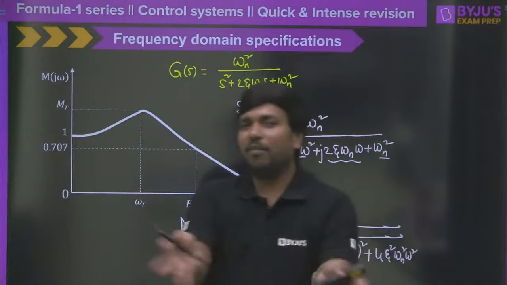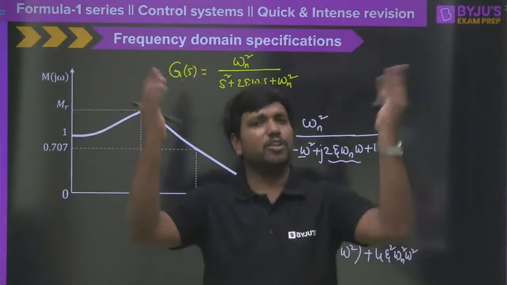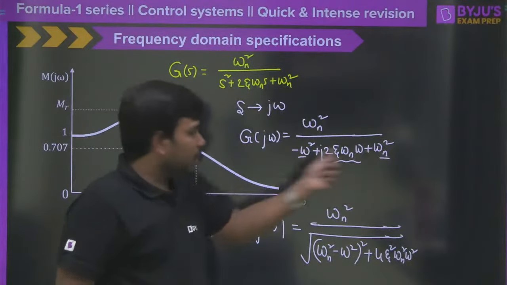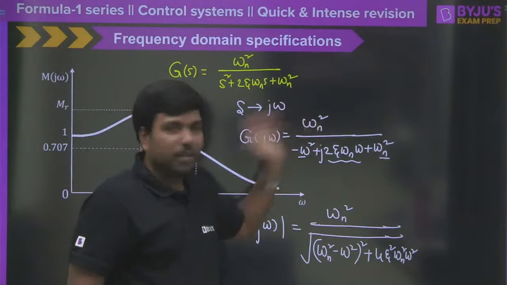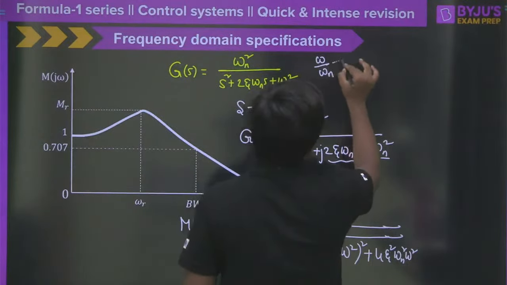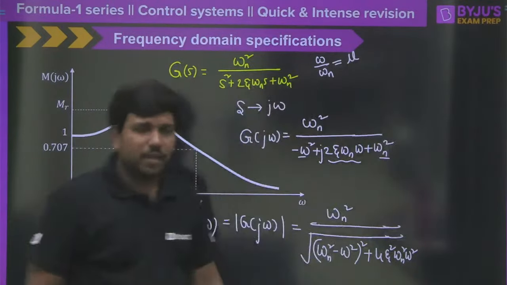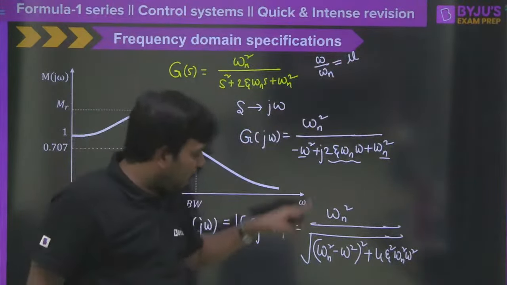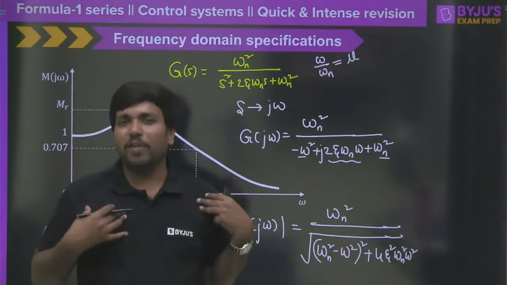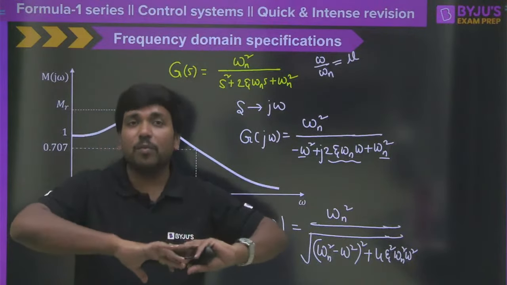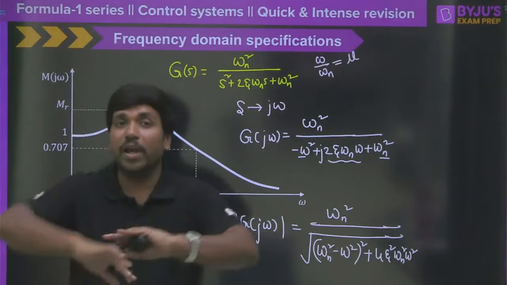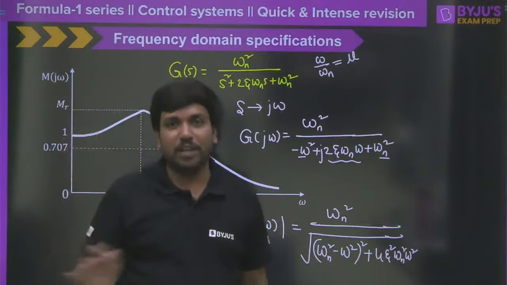But trust me, many of the students prepare from some standard textbooks here and there. What they do is they take omega n outside, cancel it with the numerator, and replace omega by omega n as a normalized frequency, which is called mu. There is nothing wrong. You can do it either way, because as an experienced faculty, what I always believe is that it is not required to remember so many things. It is required to know how you can do anything with whatever you know. Clear? That is more important.